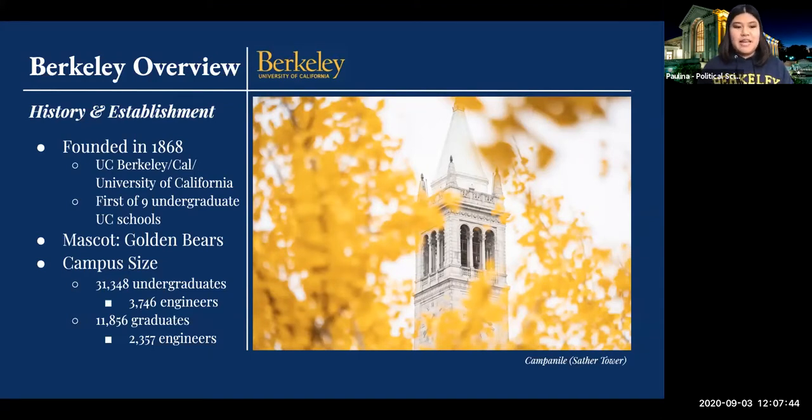We are the first of the 9 undergraduate schools. Our mascot is the golden bear. There's no such thing as a golden bear. It's actually modeled after the grizzly bear, but we call ourselves the California Golden Bears. And just for a reference, our campus size, we have about 31,000 undergraduates, and of those 31,000, about 3,700 are engineers. And then we have 11,000 graduate students, and about 2,000 of those graduate students are engineers, just so you know about the relative sizes of how many engineers we have in our upper and lower divisions.